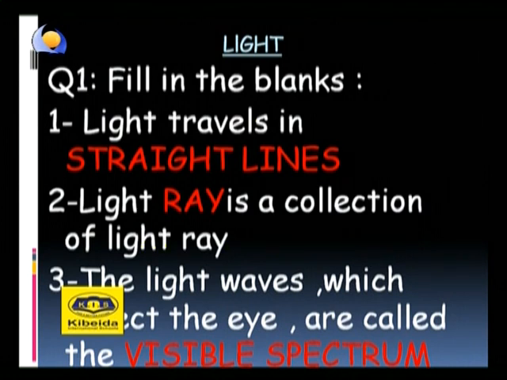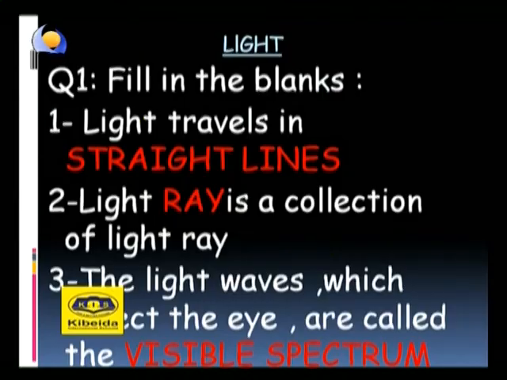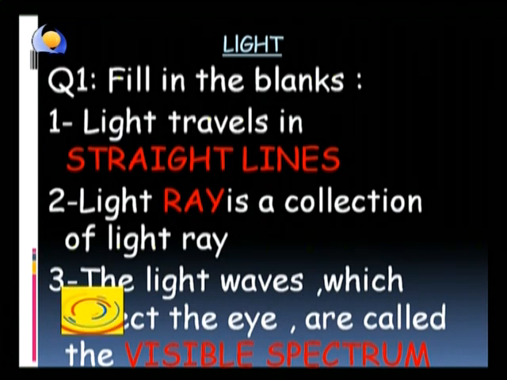Two, a light ray is a collection of light beams. Actually, there is a mistake here. Sorry. A light beam is a collection of light rays. And you have to memorize the definitions of light ray and light beam to differentiate between them. And number three, the light waves which affect the eye are called the visible spectrum.